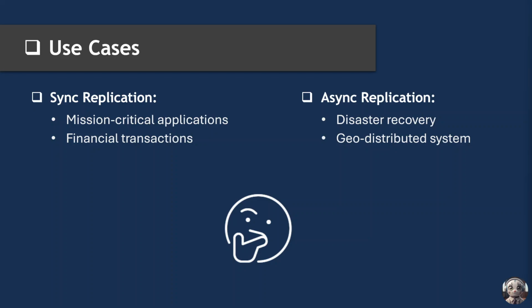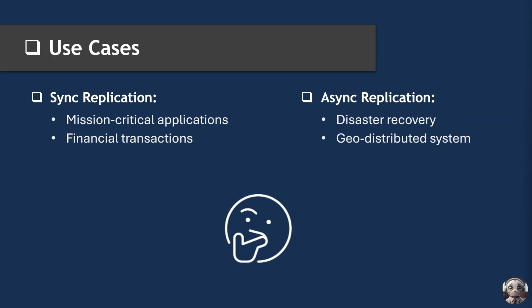Now let's look at the use cases for asynchronous replication. First is disaster recovery. Asynchronous replication is ideal for disaster recovery scenarios, where data needs to be replicated to remote backup sites or cloud environments. By decoupling write operations from data synchronization, asynchronous replication offers flexibility and resilience, ensuring that critical data remains available even in the event of a disaster.